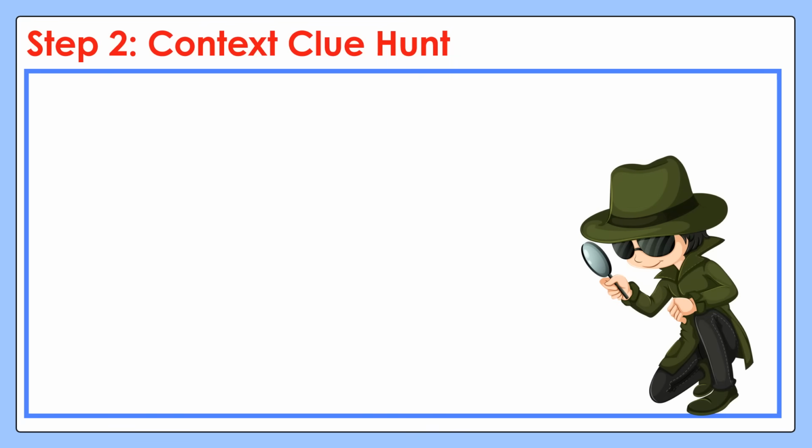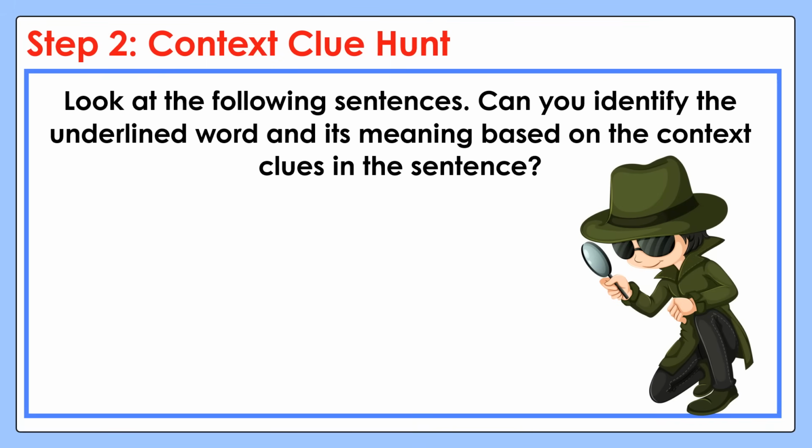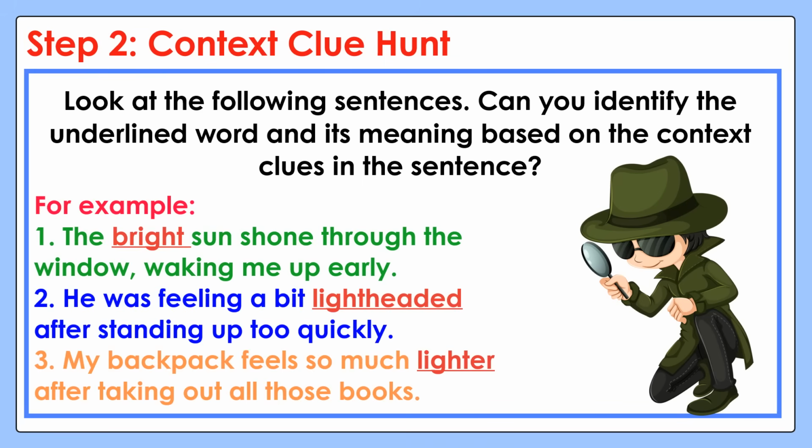Step 2, Context clue hunt. Look at the following sentences. Can you identify the underlined word and its meaning based on the context clues in the sentence? For example, first, the bright sun shone through the window, waking me up early. Second, he was feeling a bit lightheaded after standing up too quickly. And third, my backpack feels so much lighter after taking out all those books. The underlined words are bright, lightheaded, and lighter.